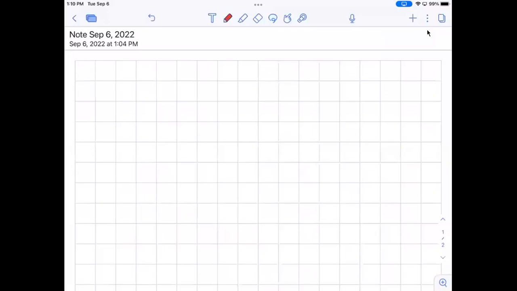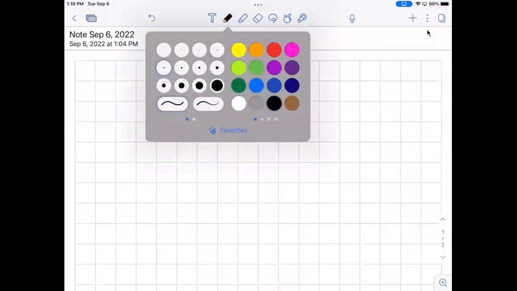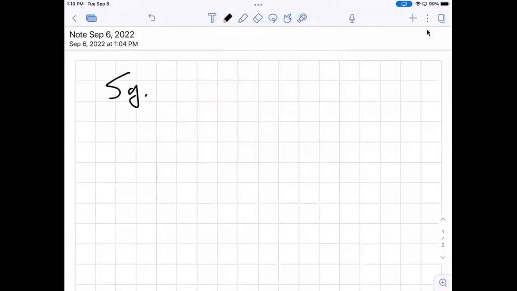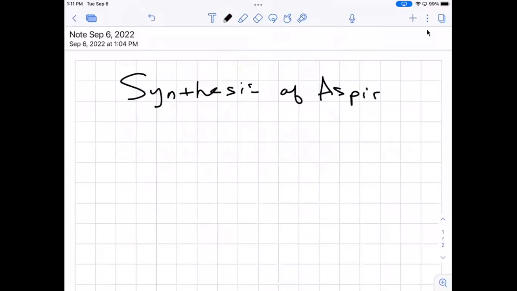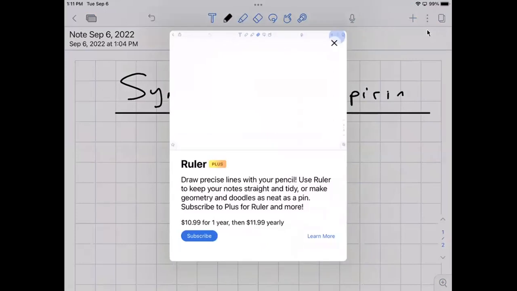So today we're doing aspirin synthesis. And I know this is really strange, but just bear with me. And today is September 6th.